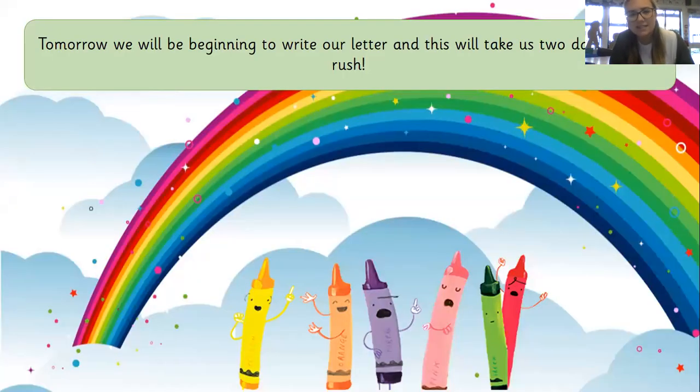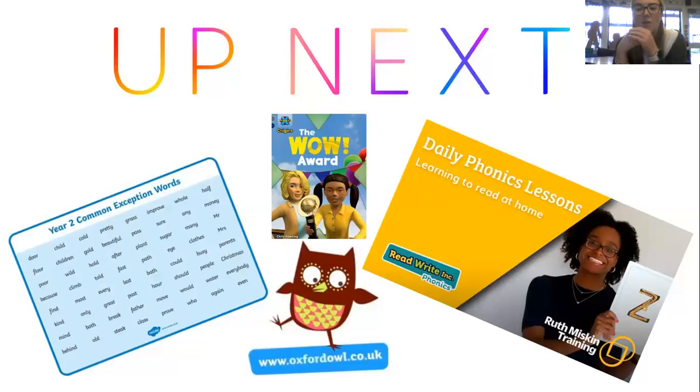All right then, this is what we're getting on with tomorrow. It says tomorrow we will be beginning to write our letter and this will take us 2 days. Whew, that's good. So I'm not going to have to rush through it tomorrow. I'm going to take my time and make sure it's brilliant. So tomorrow we're going to get started. We're probably going to write 1 reason maybe, and then we're going to finish. And then the next day we will get finished off. So that is brilliant news. No rush for me. Okay, that's our literacy done again.